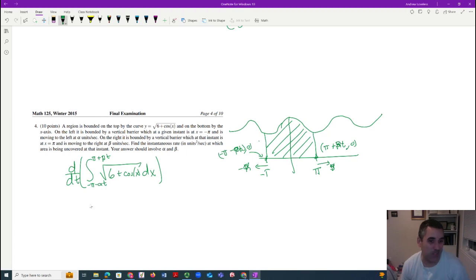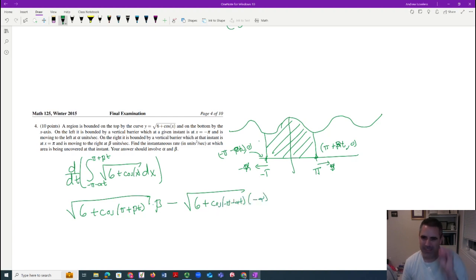So the rest of the question is just asking you to take the derivative and figure out what's happening at that instant. The truth is, even if it isn't constant, if they tell you that the value is pi and the rate at that moment, they're telling you how to do this. So if we took the derivative, it's going to be the square root of 6 plus cosine of pi plus beta t times beta, minus the square root of 6 plus cosine of negative pi minus alpha t times negative alpha. And then it wants to know at that instant when it was at that point, which would be at t equals 0, what the value is.